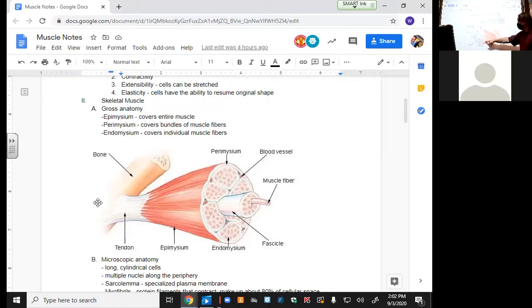The epimysium covers everything. The epimysium covers the entire bundle of muscle fibers. The perimysium is going to be each of these larger compartments. Perimysium is going to be the next level of compartments. It covers a bundle of fibers. And then when you get down to the individual muscle fibers, you have endomysium. Endomysium covers the individual fibers. Now, this is really important for skeletal muscle.